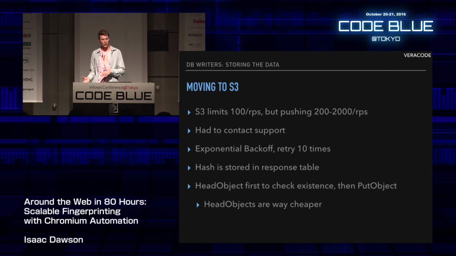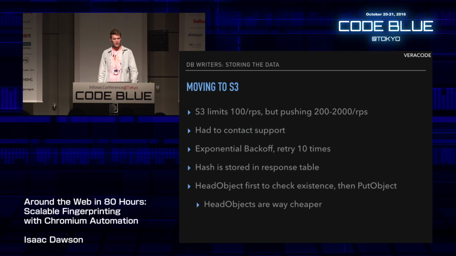They limit you to 100 requests per second by default, but in my case, I'm pushing between 200 and 2,000 requests per second, because again, I have 4 database writers. They're all trying to insert data into S3. I had to contact their support. It took 2 or 3 days of emails back and forth. They're very concerned with how you are generating your key names, because just like the file sharding, they need to have uniformly distributed key names. So you need to make sure that you code that in properly.